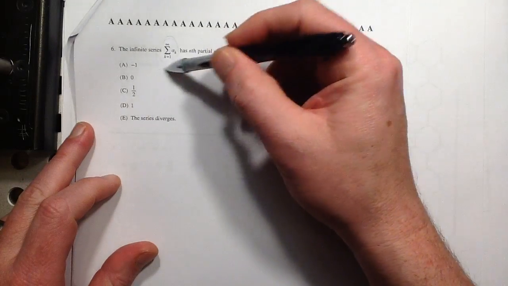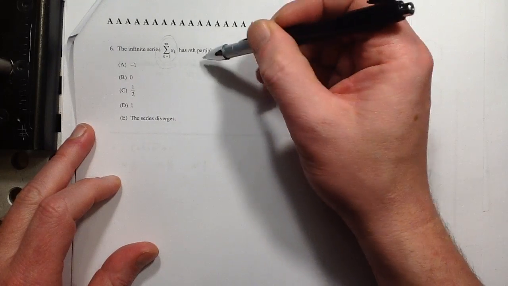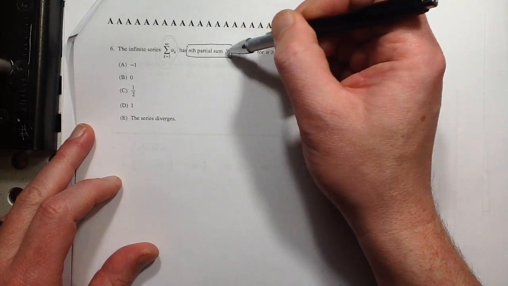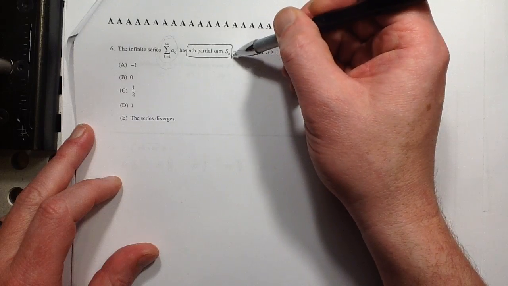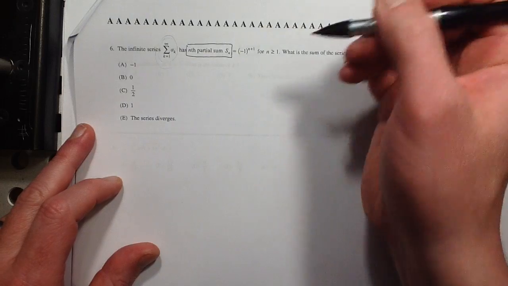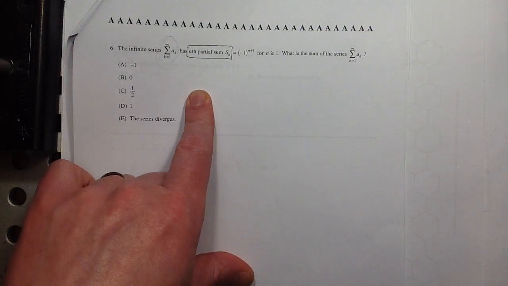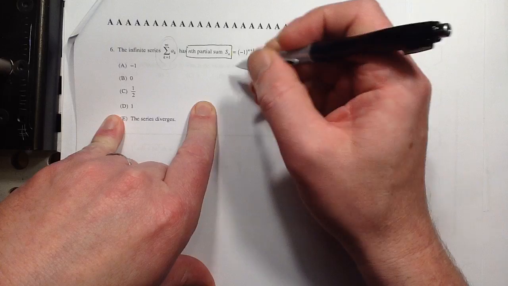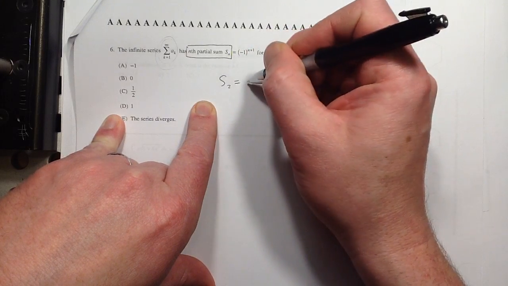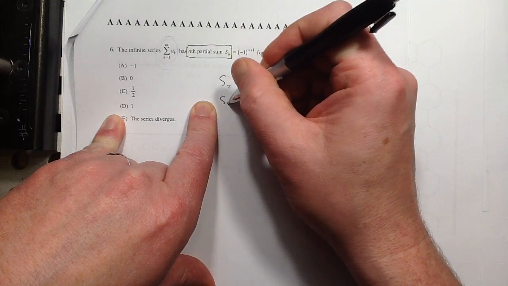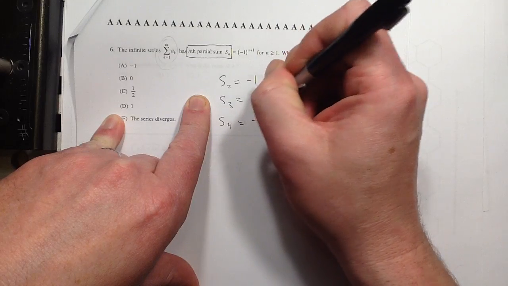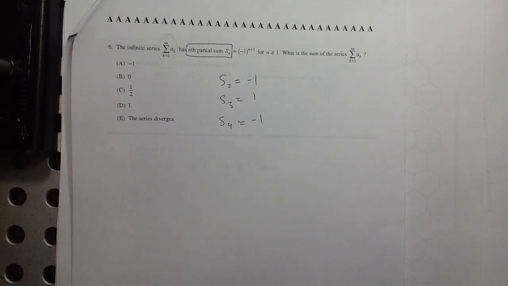Infinite series here has nth partial sum. So maybe we just need to remind ourselves what this means. The nth partial sum, S sub n, means the sum of the first however many terms is equal to this. So if you add up the sum of the first, say, 2 terms, plug 2 into that, the sum of the first 2 terms is -1, the sum of the first 3 terms is 1, the sum of the first 4 terms is -1, and so on.